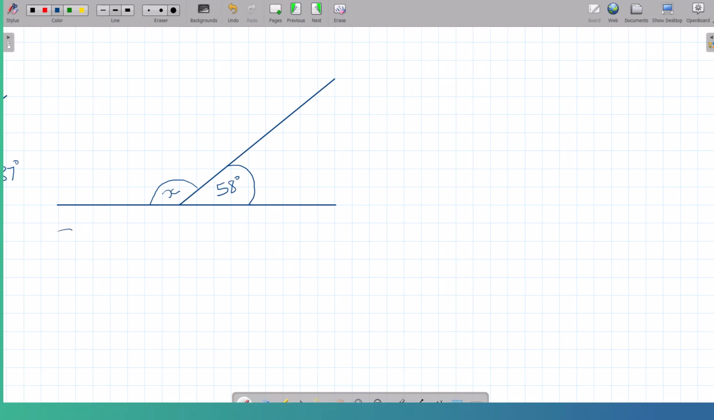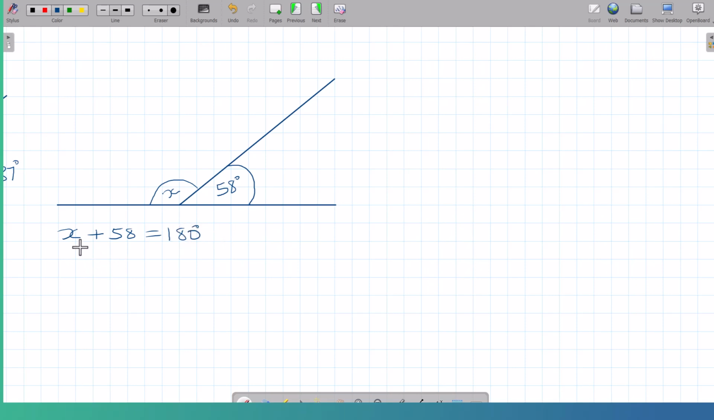So we are going to say that our angle x plus angle 58 equals to what? Who can tell us? Equals to what? 90 degrees? No, this is a straight line. You must say equals to 180 degrees. Are we together? 180 degrees altogether.